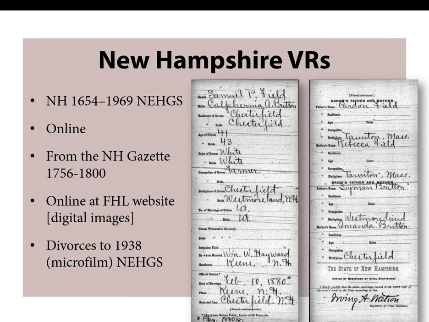So you can look at the statewide compilations, such as the 1654 to 1969, but you can also then drill into the original town record itself. They also have available at NEHGS on microfilm and also at the Family History Library online the divorce records to 1938 for New Hampshire.